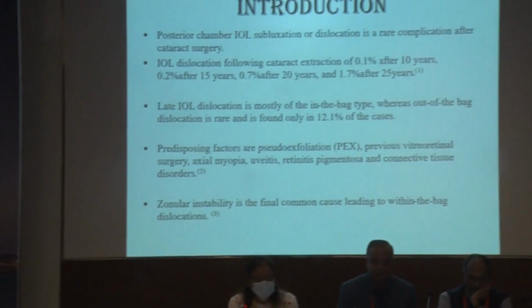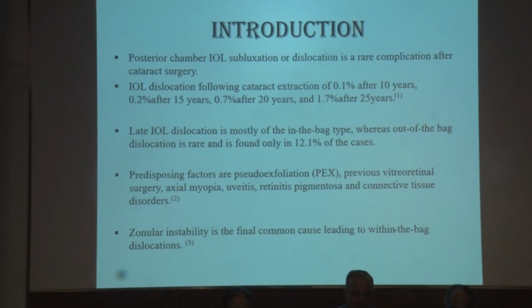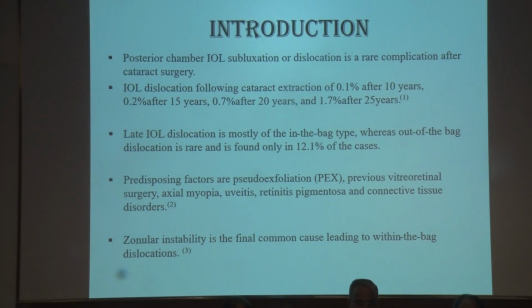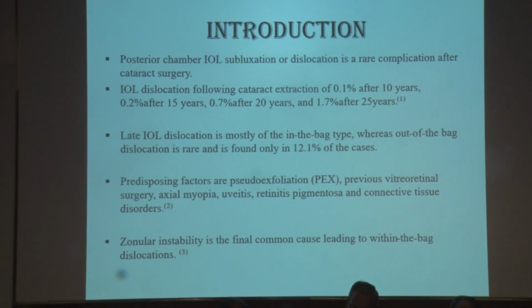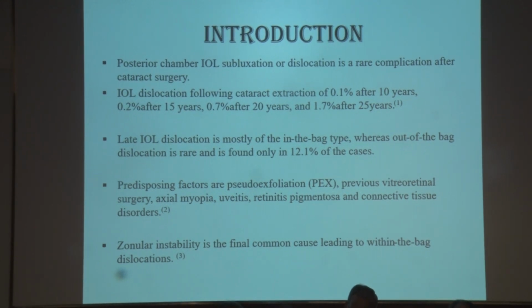So coming to the introductory part, posterior chamber IOL subluxation or dislocation is a very rare complication after cataract surgery, which is only about 0.1 to 0.2% even after cataract surgeries of 25 years. As we know, it is of early and late type. The late IOL dislocation is mostly of the in-the-bag type, whereas out-of-the-bag dislocation is rare and is found only in 12.1% of the cases.